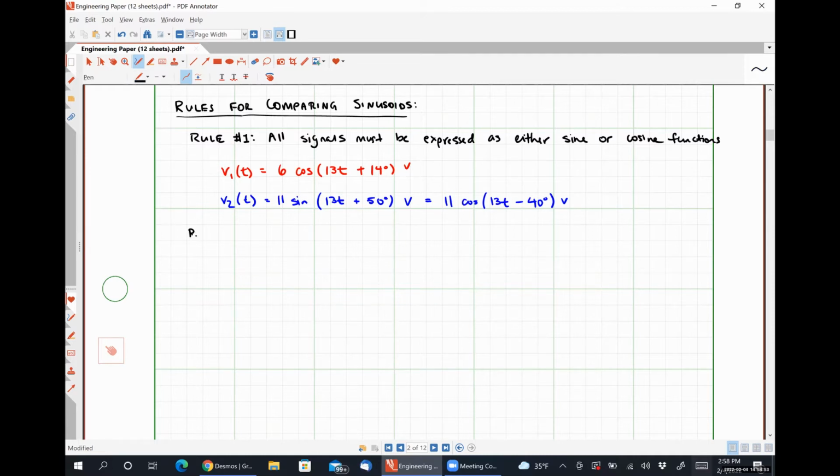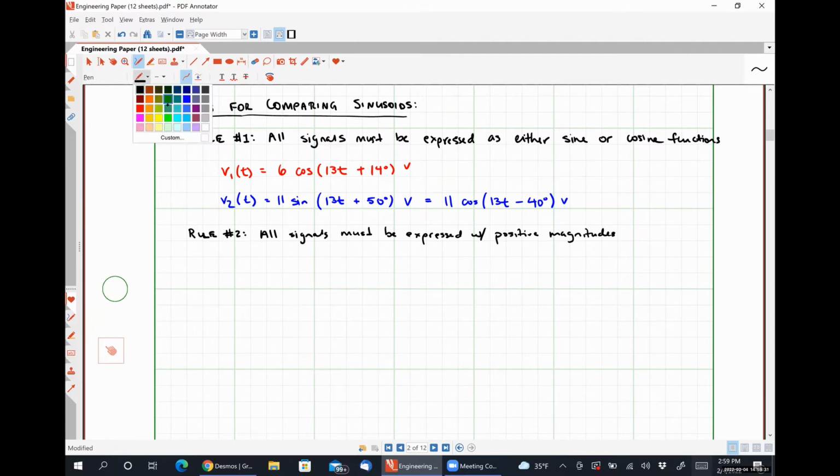Rule number 2 is that all signals must be expressed with positive magnitudes. So this is where we would apply trig identities 3 and 4 from the list.